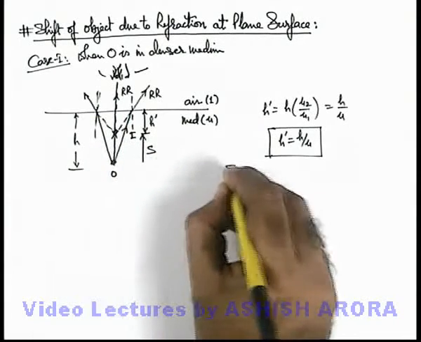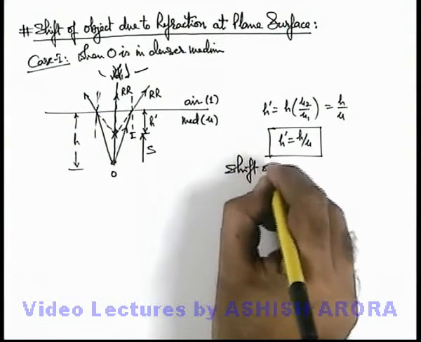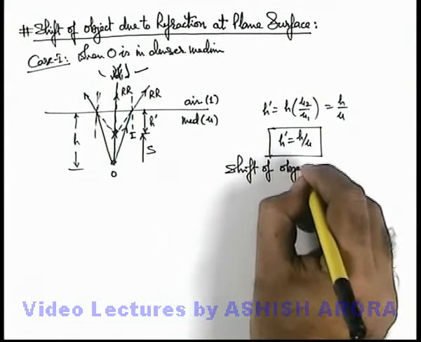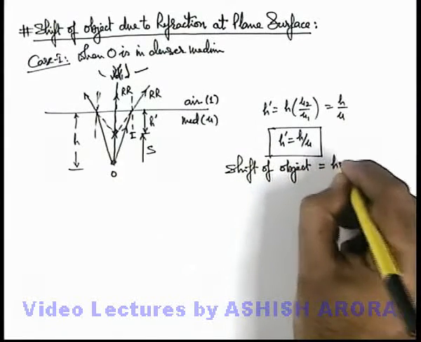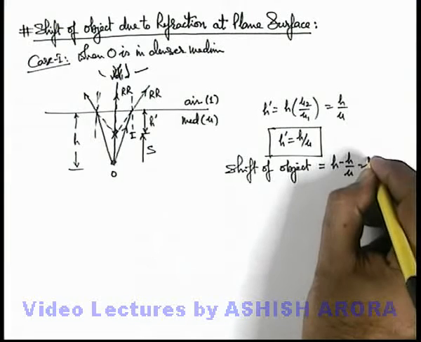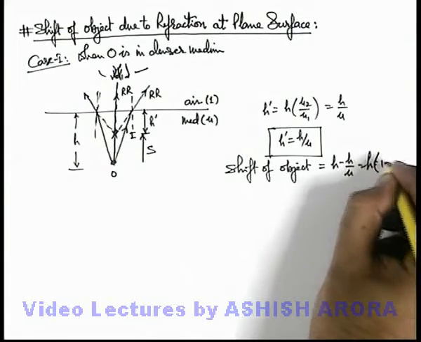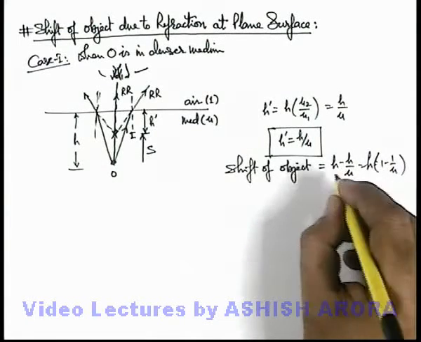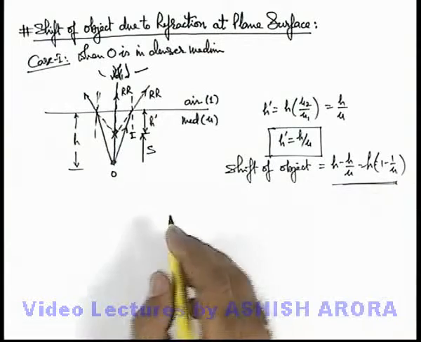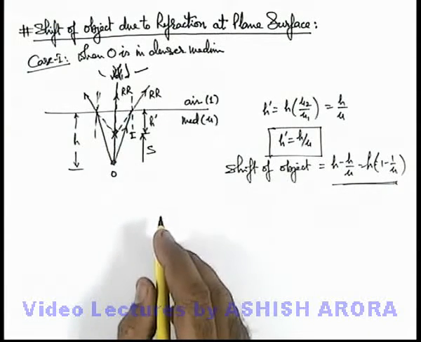So the image is produced at a distance h by mu from the boundary, and the object is shifted by this distance, and here shift of object we can directly calculate as h minus h by mu, which is h multiplied by 1 minus 1 by mu. This is the shift by which the object is shifted closer to the boundary.